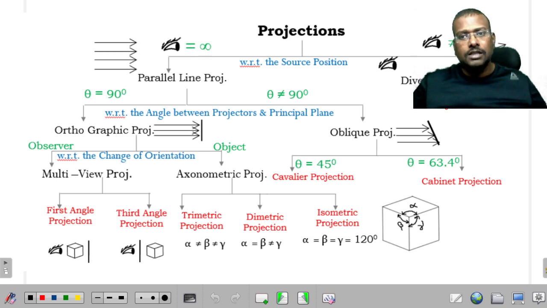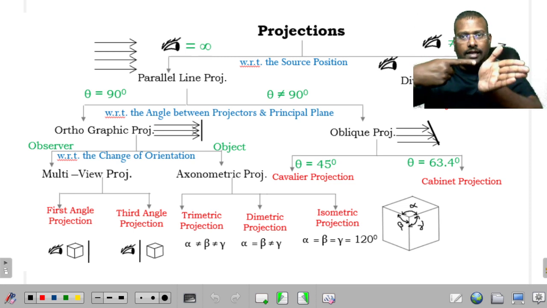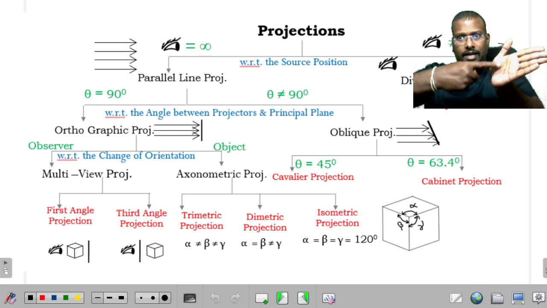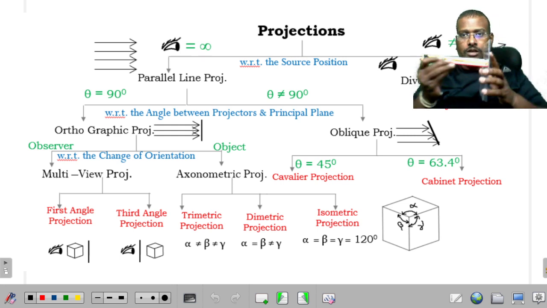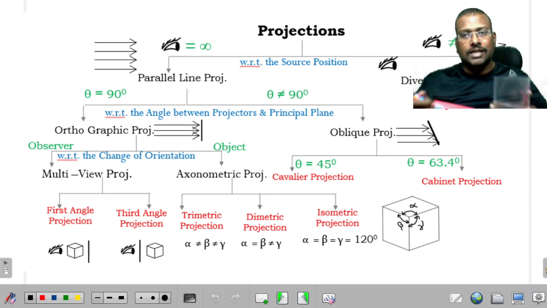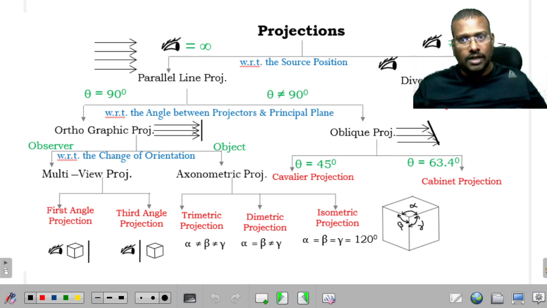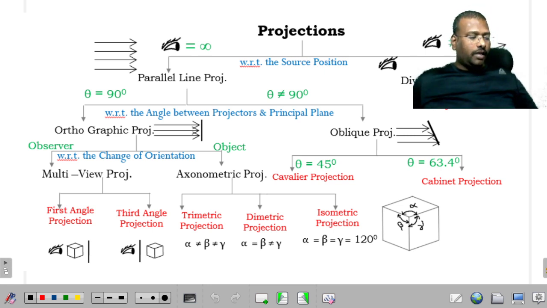What is the other one, sir? If the rays are like this and the plane is not like this, if the plane is inclined, then if you observe, this angle is not 90, it is other than 90. If the angle between projectors and principal plane is other than 90 degrees, then it is considered as oblique projection. Can you get the idea now?